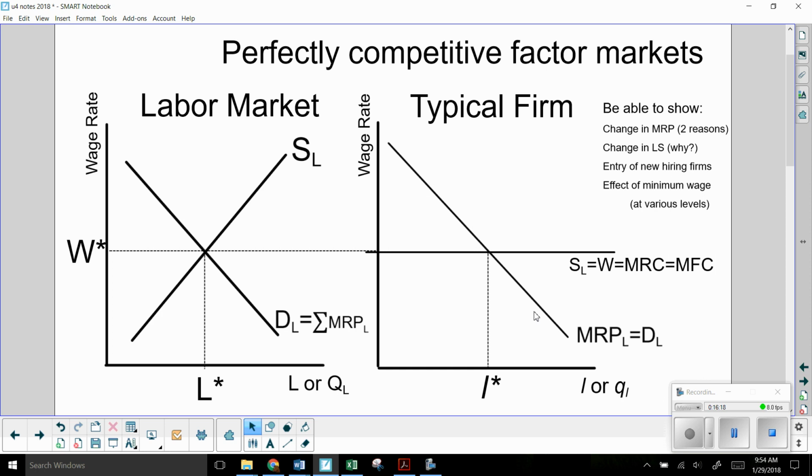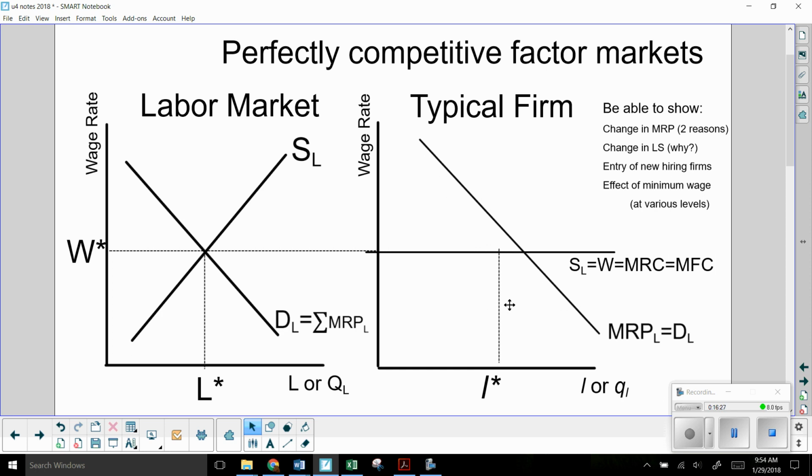Okay. Now, what if I had a new technology at my firm that allowed my firm to increase output per worker? I would shift this to the right, and of course I would come over here and hire that many for my new L star. Would anything change over here? No. One firm is not presumed to be able to really change this line because it's composed of so many smaller firms.